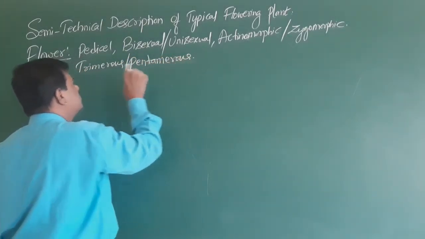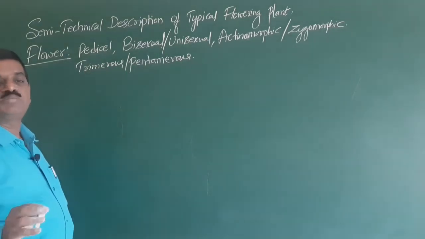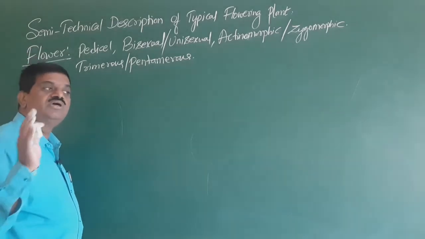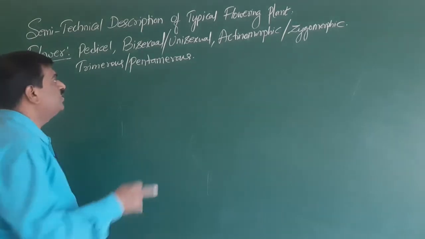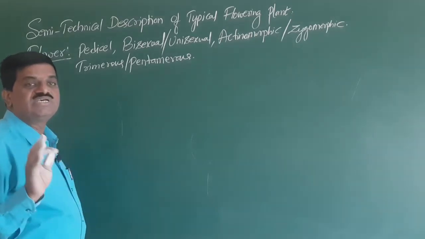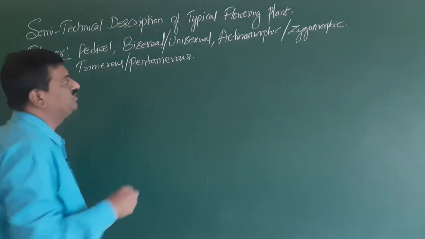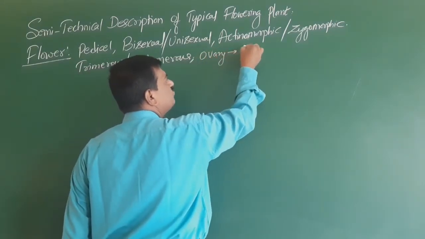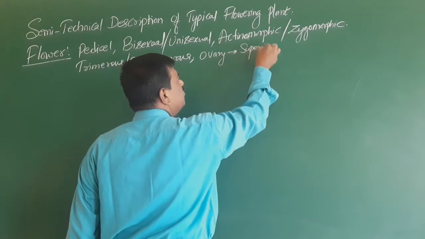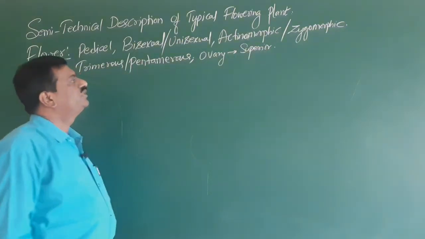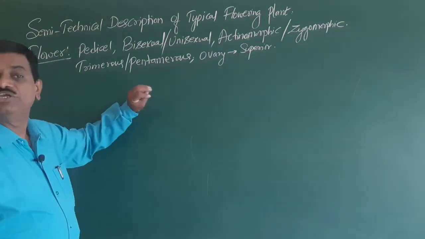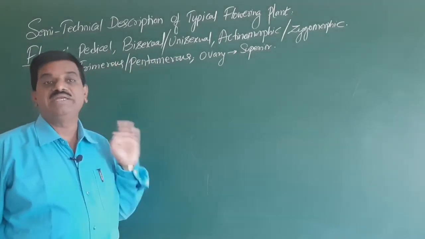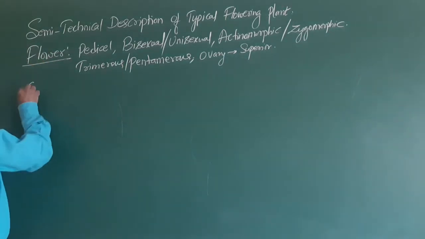Trimerous or pentamerous. The meaning of trimerous is the presence of 3 sepals or petals, or we use the word 3 tepals. Pentamerous means 5 sepals or 5 petals, which should be mentioned. Next, the position of the ovary also should be written, whether it is superior, inferior or semi-inferior. All these characters should be mentioned in a flower. Complete detailed characters are mentioned in a flower.